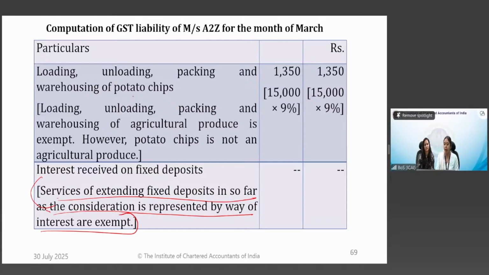Loading, unloading, packing and warehousing of potato chips also. See, it is mentioned that it is not an agricultural produce. Only agricultural produce is exempt and potato chips is not an agricultural produce. This is how reasoning has to be provided. So this is something which you should note.